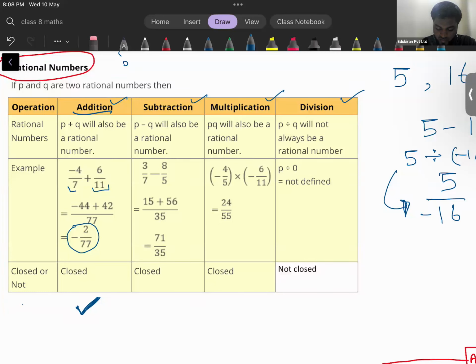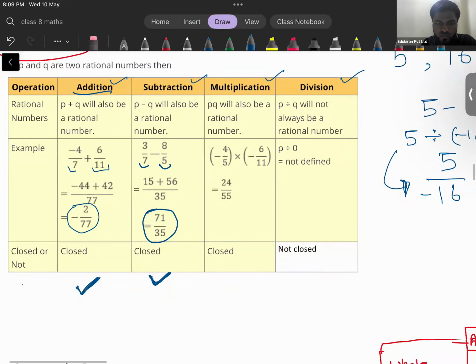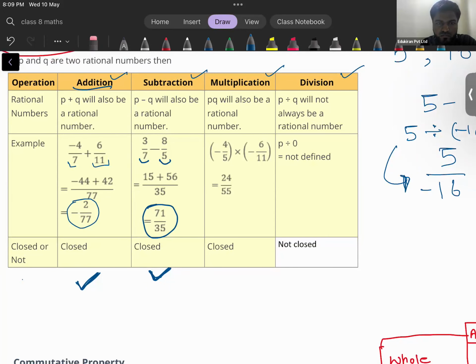What about subtraction? Here I have taken two integers, right? And the answer is 71 upon 35. So we say that closure property is being followed for subtraction also here by rational numbers, right, Ifra? Yeah. But can I ask you something? In 3/7 minus 8/5, why did it change to a plus sign when they took the LCM?